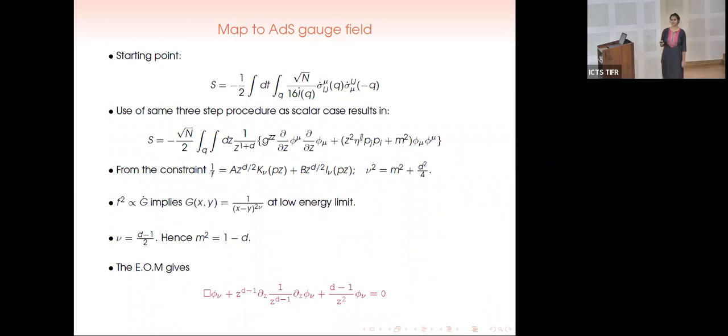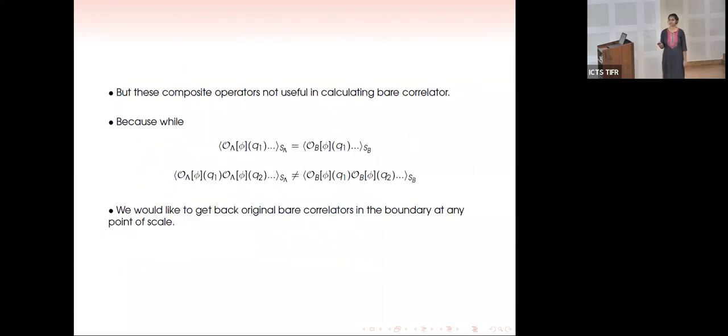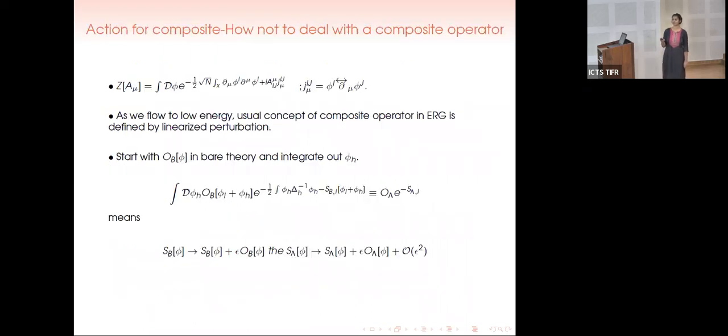Now we know what will be the G dot, G, because this is a boundary conserved current at low energy limit. From that we can get nu is equal to d minus 1 by 2, hence m square is 1 by d. So from this action one can find this is the EOM of the action, and this is exactly what Kabat et al. derived in their paper. If one does a variable change, as I said earlier, like this, one recovers the source-free Maxwell's equation.